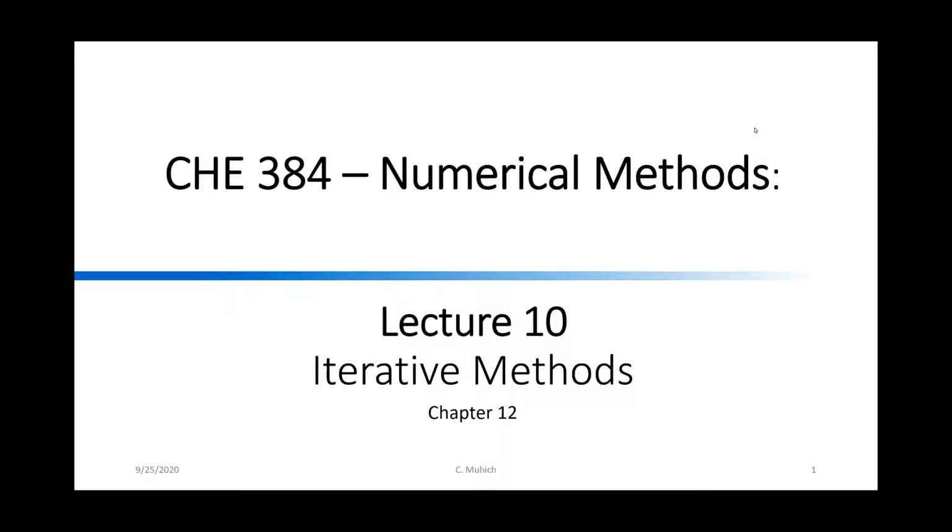Welcome back, everybody. Today I'm going to cover lecture 10, which is on iterative methods to simultaneous equations. Here we're going to move away from just looking at linear equations to also including nonlinear equations. And as the name suggests, we're going to use iterative approaches to solving them.